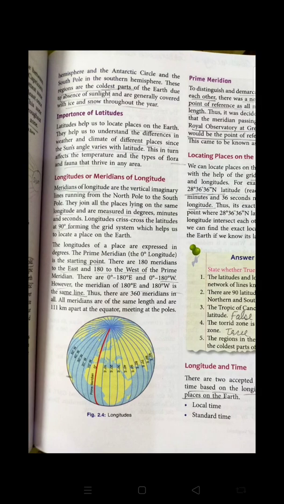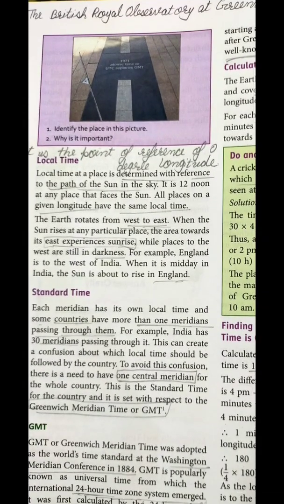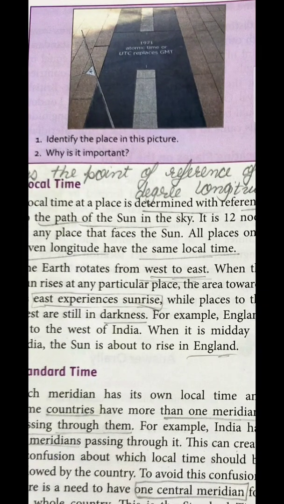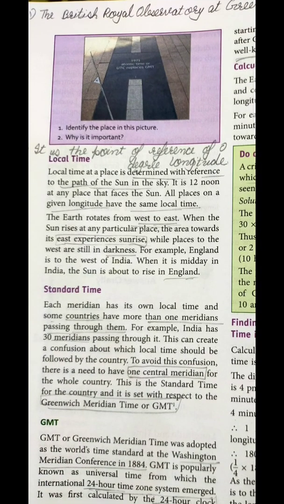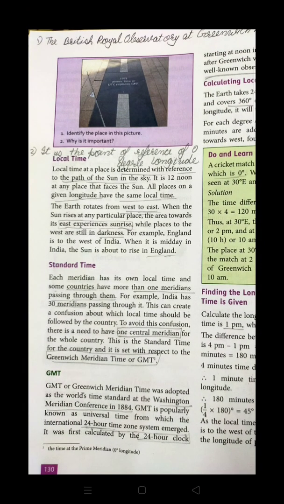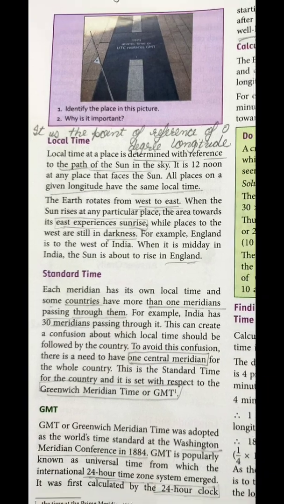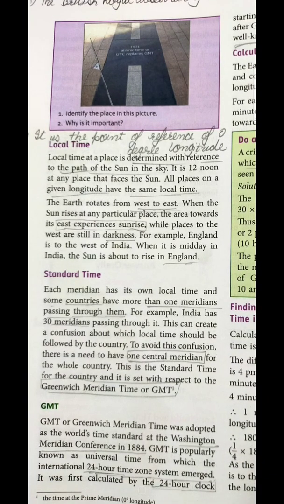Before starting that, here is one picture given. Identify the place in the picture. Actually students, this is the British Royal Observatory at Greenwich near London, from where the prime meridian passes. Why is it very important? Because it is the point of reference of 0 degree longitude.